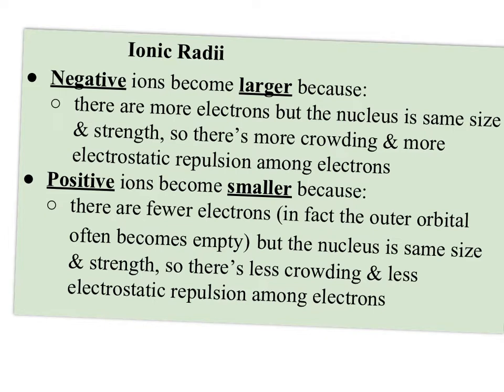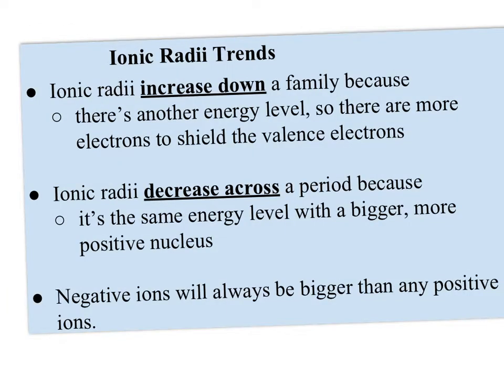Positive ions become smaller because there's fewer electrons, and in fact, usually you empty the outer orbital. Okay, so you empty that floor that only had 1 or 2 electrons on it, so that becomes a whole energy level smaller, and the nucleus is still the same size and strength. So there's going to be far less crowding and less electrostatic repulsion among the electrons.